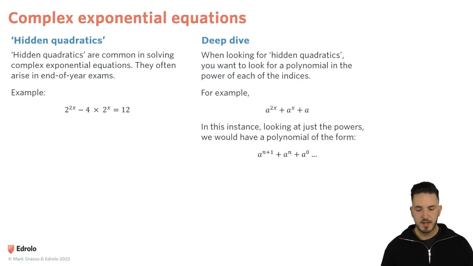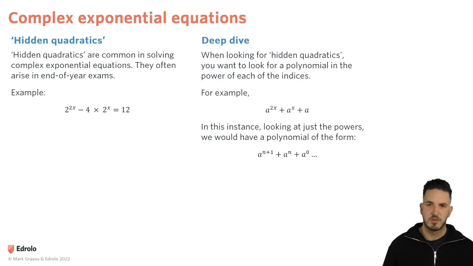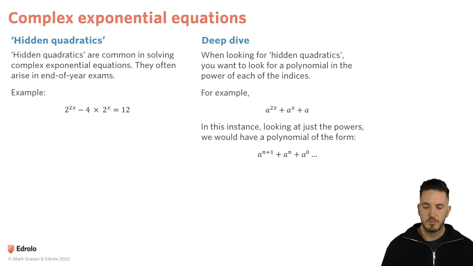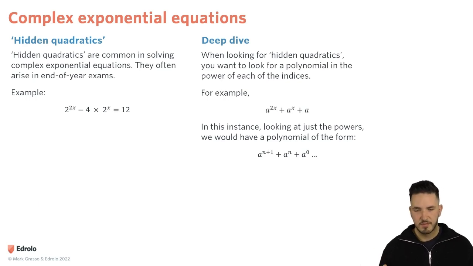So we've got 2 to the power of 2x minus 4 times 2 to the x equals 12. You may ask yourself, where's the quadratic here? We're going to get to the deep dive first. When we're looking for hidden quadratics, we want to look for a polynomial in the power of each of the indices. For example, if you have a to the power of 2x plus a to the x plus a, we have a 2 at the front, that sort of squared at the front, then plus a to the x, so you have x squared plus x plus c. Essentially what you have is ax squared plus bx plus c.